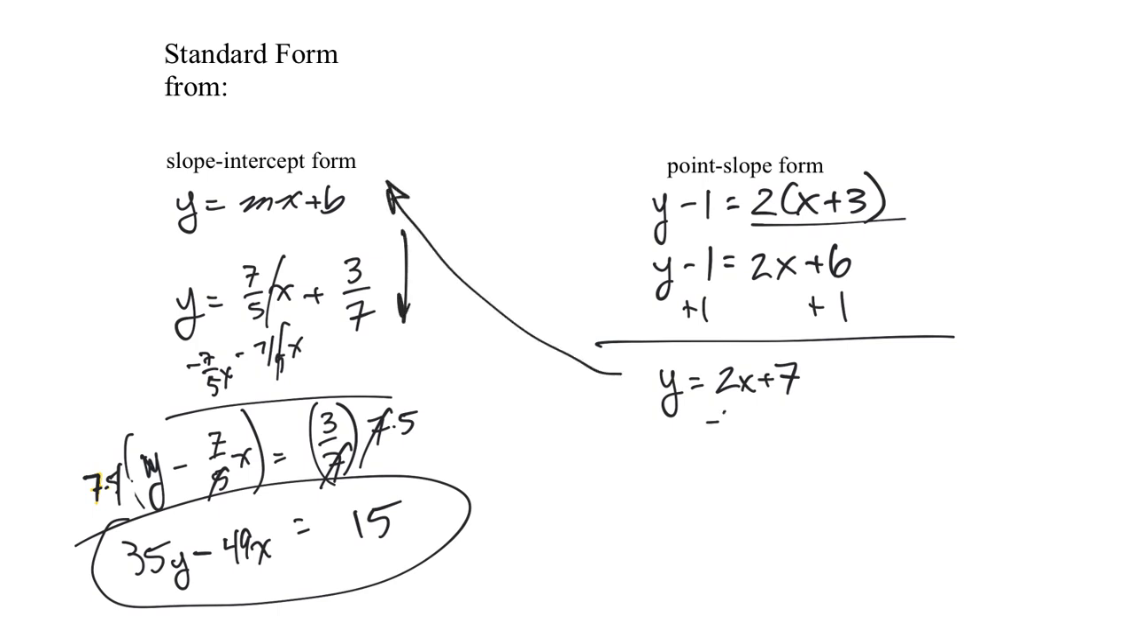Solve for y minus 2x, minus 2x. And what I didn't do before is we should be putting the x first. So I get negative 2x plus y equals 7.